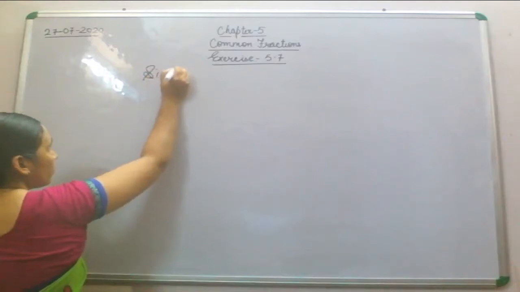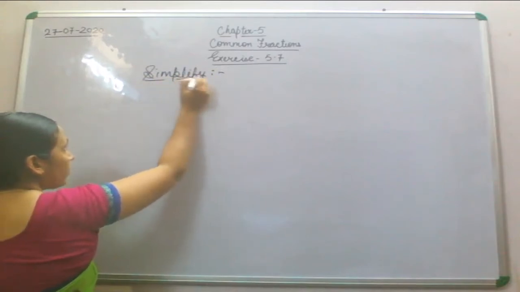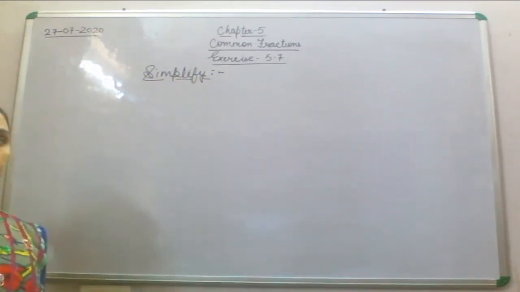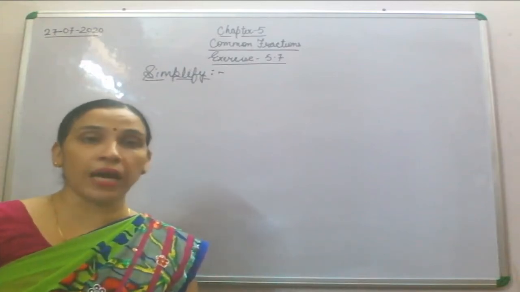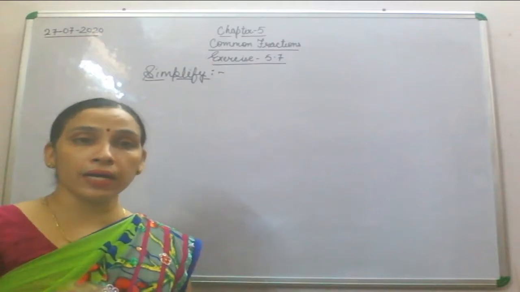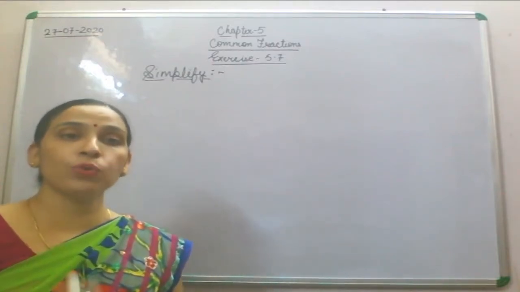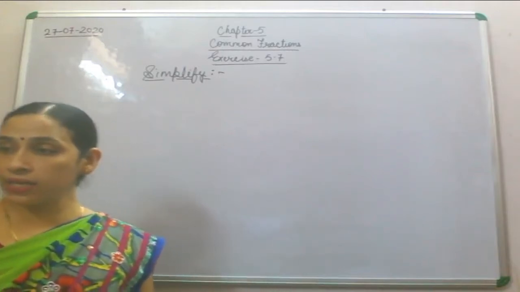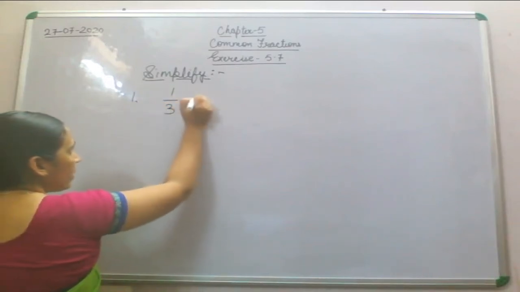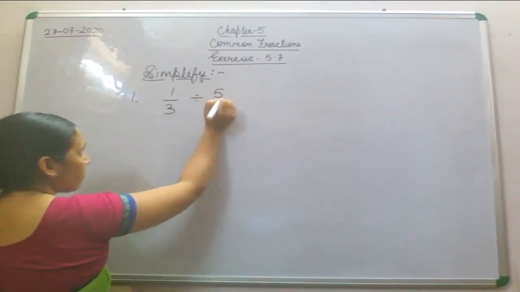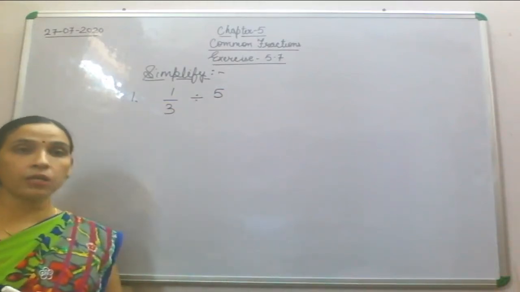The heading is common for all the questions. Simplify. Now what do you have to simplify? You have been given a fraction which is divided by a whole number, or by a natural number, and you have to simplify it. Now let's see the first one. First one is 1/3 divided by 5. Now this question will be given to you all.